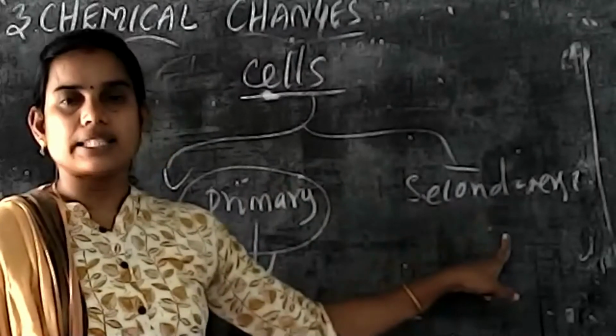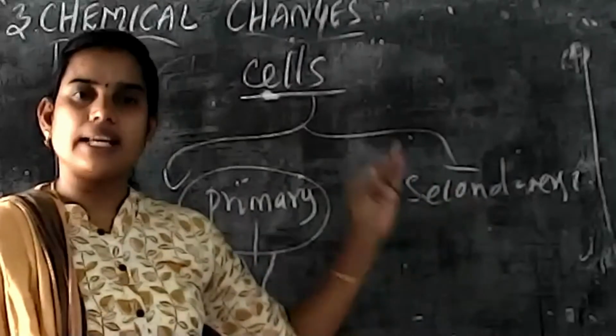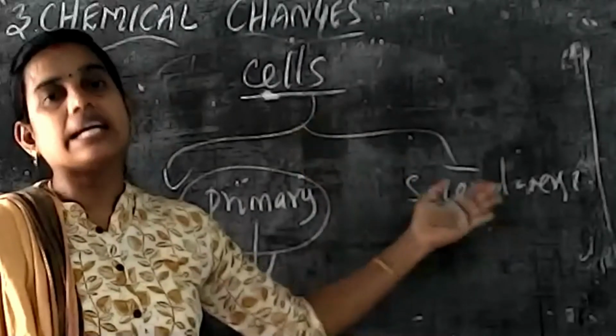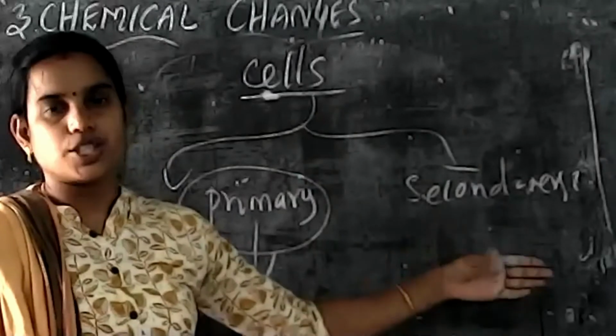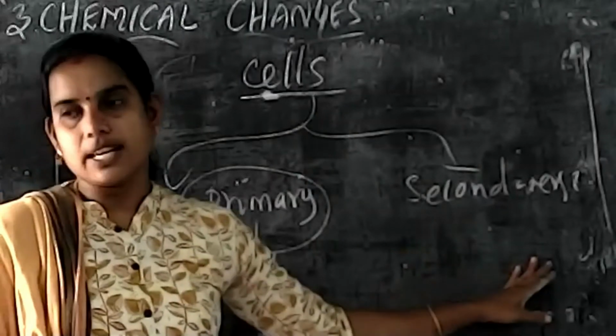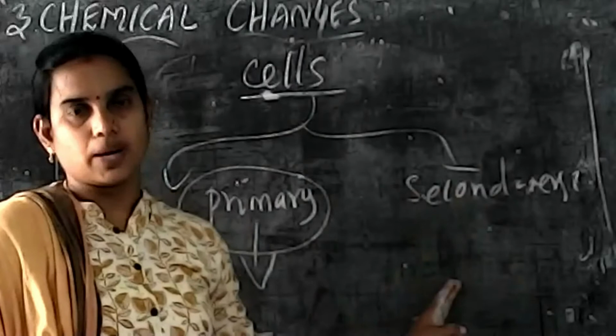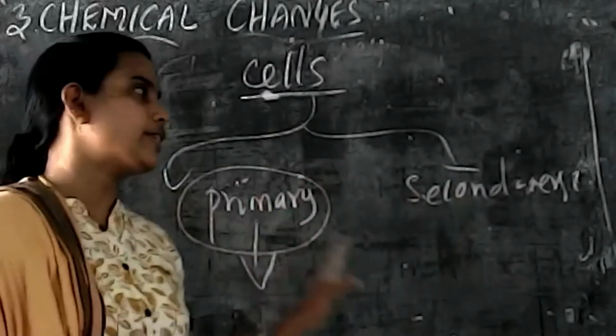But secondary cells means if we are using the cells once, we can use them again by recharging. Again, recharging, we can use it. That type of cell is known as secondary cells. Okay, so what is the difference between these two?